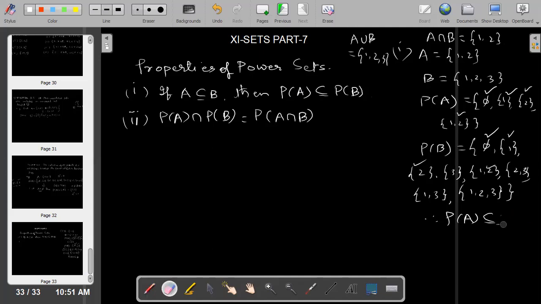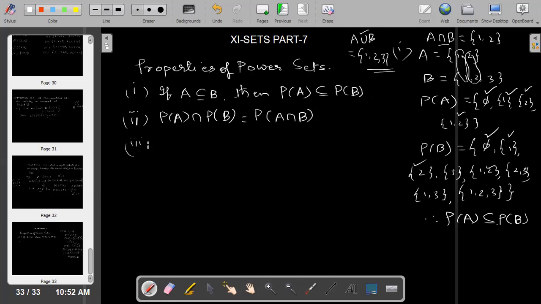Yes, P(A) is a subset of P(B). Intersection means common element. This is called intersection. We will study it, just wait. For the time being, I am telling you what is intersection, but we will study it later on. This is intersection, and this is union. Intersection is the common element. If we take A intersection B, we will take the common elements. 1 and 2 are common elements. Union means we will add all the elements. So union is addition. Intersection is the common element.